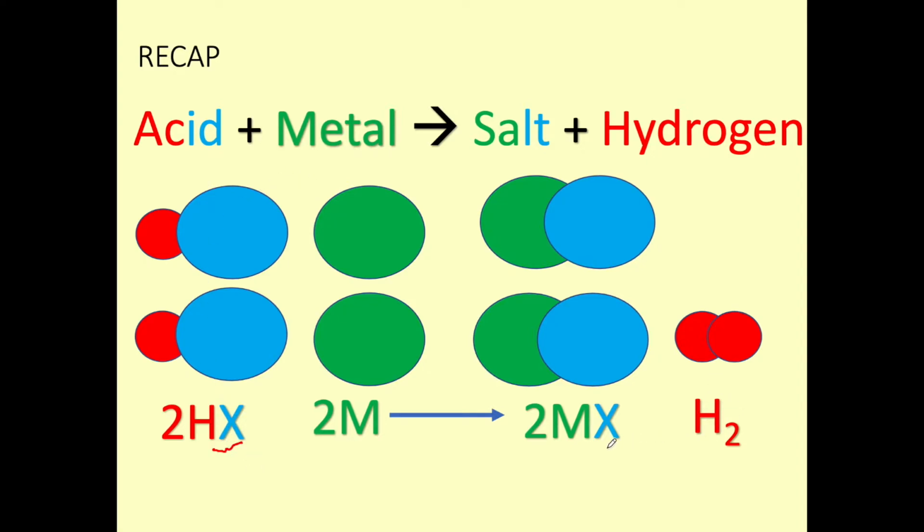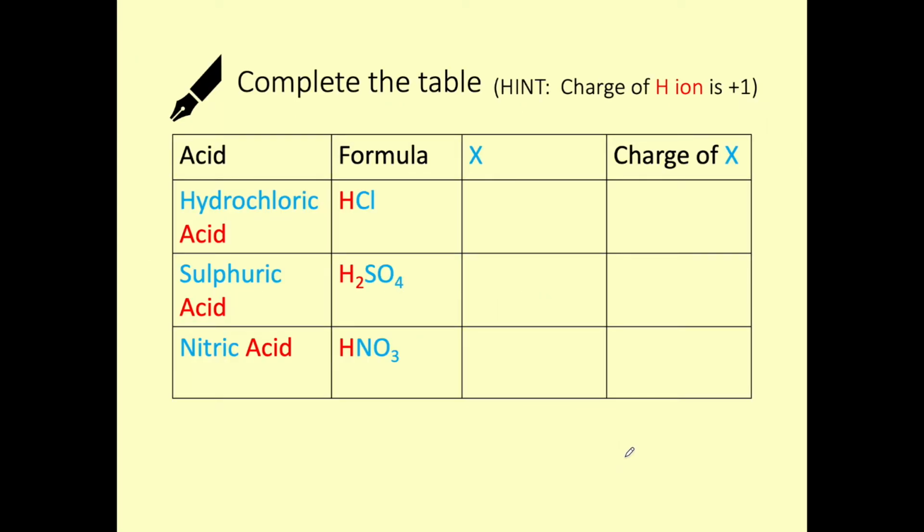So we might already be familiar with the idea that hydrochloric acid is HCl, so that chloride is the counterpart to the hydrogen in the acid, and so therefore that chloride ion carries through into the salt component. So can you have a go at completing the table here? So I've put a hint here that the ion charge is +1 for hydrogen. So can you work out what the X component is for each of these acids and also what the charge is? Pause the video whilst you have a go at this.